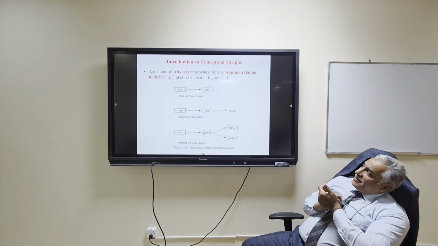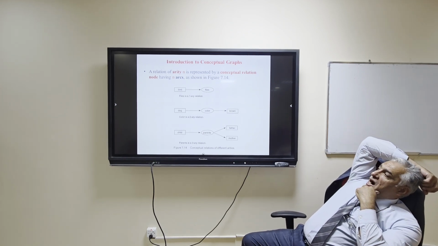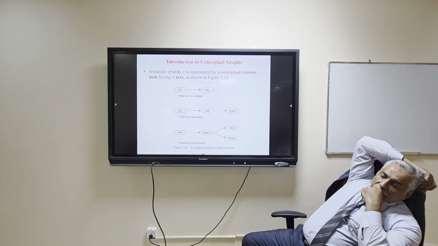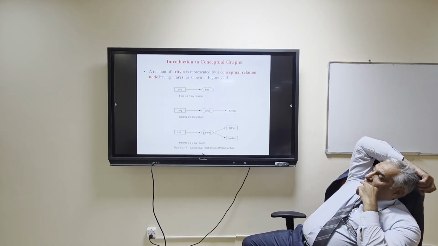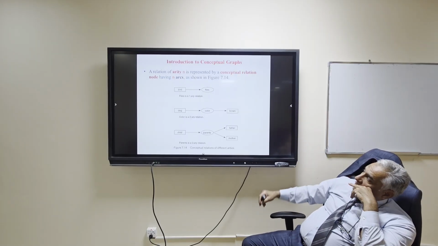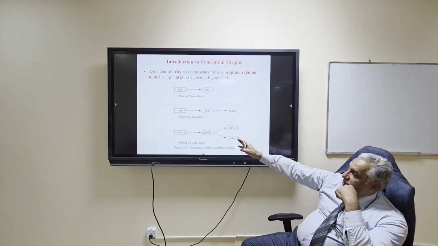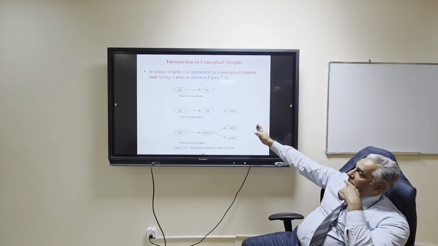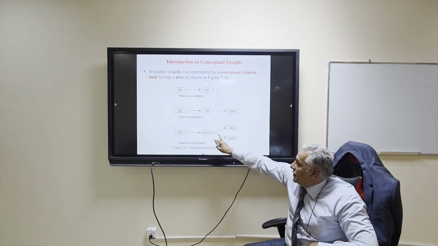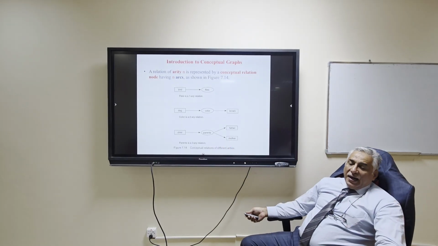Relations are represented by conceptual relation nodes having n arcs, as shown in figure 7.14. For example, the dog has color brown. A child, its parents, father and mother. This is more than one arc.